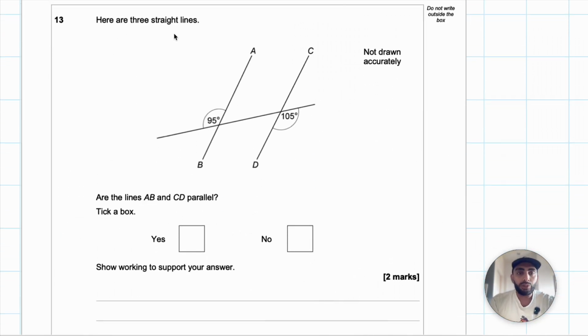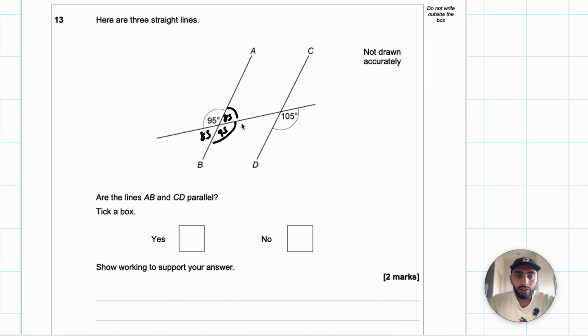Question 13. Here are three straight lines. We've got A, B, C, D, and this line that goes through them. Are the lines A, B, and C, D parallel? We can see lines are parallel if they're following all of our parallel angle rules. So this angle here, because it's opposite, would be 95. This angle should be 180, take away 95 because it's on a straight line, so that's 85. And that would be opposite to that, so that's 85 as well.